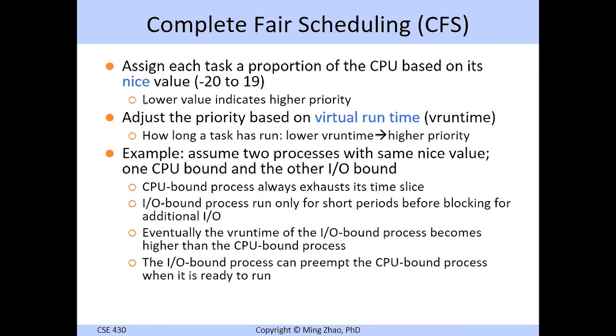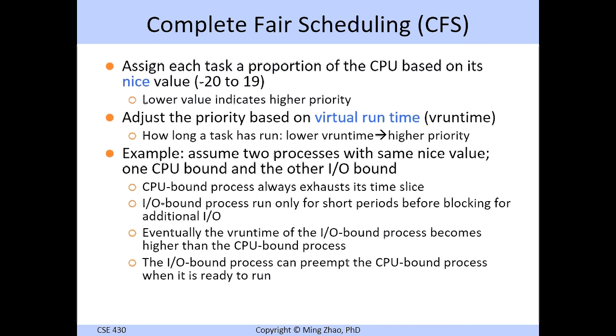Okay, so we measure that using vruntime, and a lower vruntime would allow us to increase the priority of the process. So a process that could not use its assigned time before will have a lower vruntime, and then the scheduler will increase the priority of such a process. Conversely, a process that has a higher vruntime will have a lower priority.